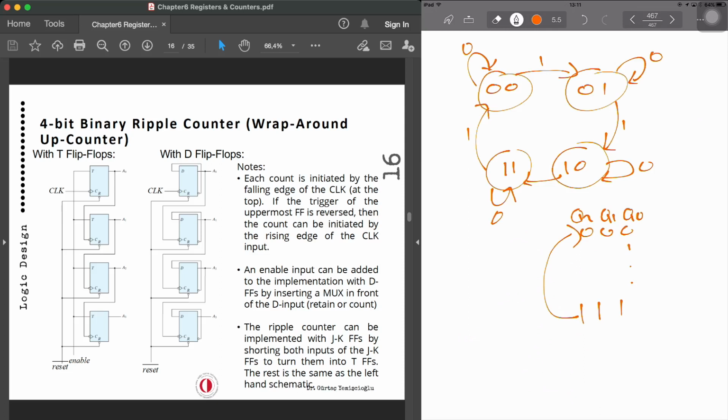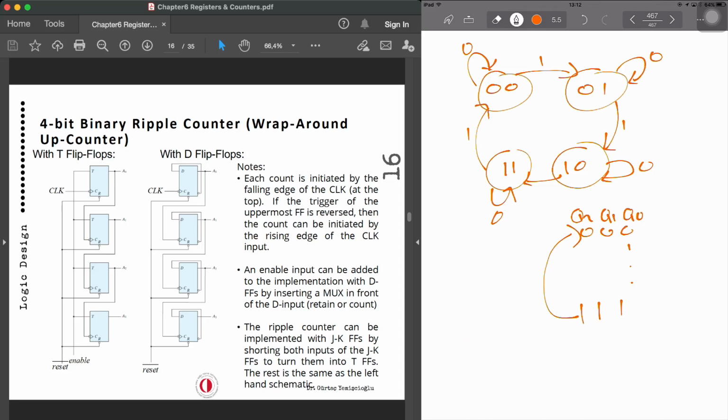Again, the clock is fed in. Now, D is fed back from the Q prime, and the output of Q is fed back into the clock of the next stage, and so on. As it says, each count is initiated by the falling edge of the clock, starting from the top. As you can see, you can have it as a rising edge by eliminating that bubble.